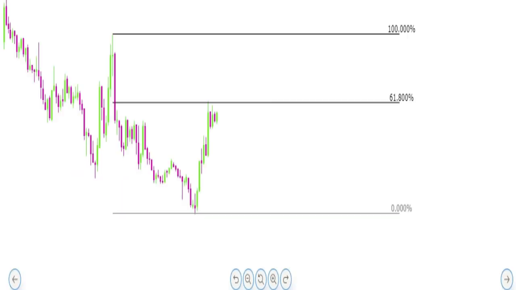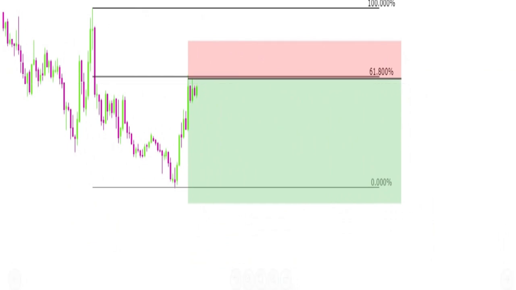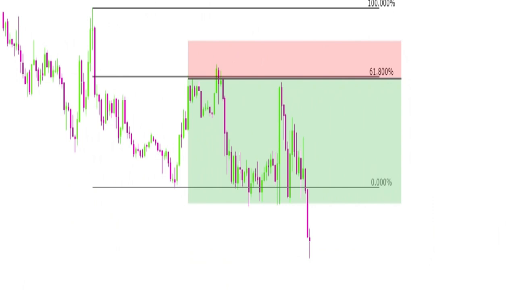And thus, we would initiate a short trade from this 0.618 Fibonacci level on the 15-minute time frame. We would keep our risk to reward ratio at 3:1. And as you can see, we ended up making a profitable trade. Now that we have learned the first strategy, let us move to the second strategy.